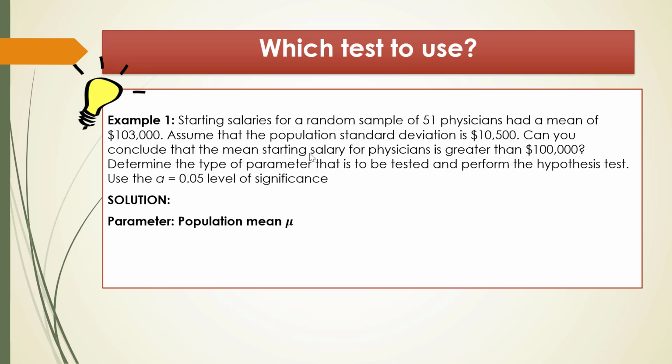The next question is whether the standard deviation of the population is known. And here we have assumed that the population's standard deviation is 10,500. That means sigma is known. So we think about z-test. Let's check the assumption to see whether the central limit theorem is applicable. The sample size here is 51, which is greater than 30. So the central limit theorem is applicable, sigma is known, and we work with mu. So the test we would like to use is z-test.